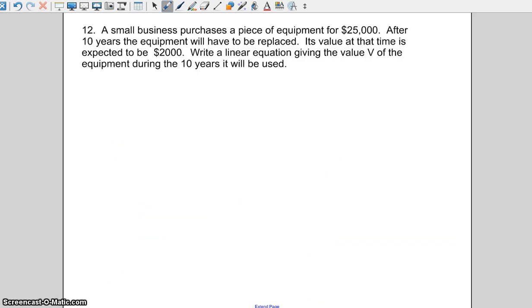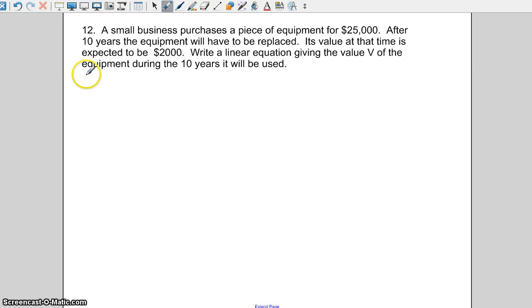Last example. A small business purchases a piece of equipment for $25,000. After 10 years, the equipment will have to be replaced. Its value at the time is expected to be $2,000. Write an equation giving the value V of the equipment during the 10 years it will be used.